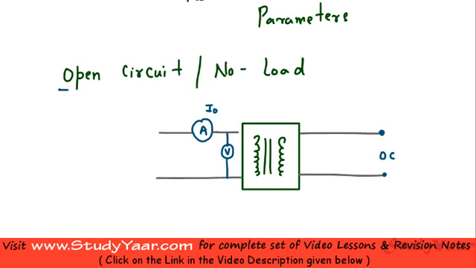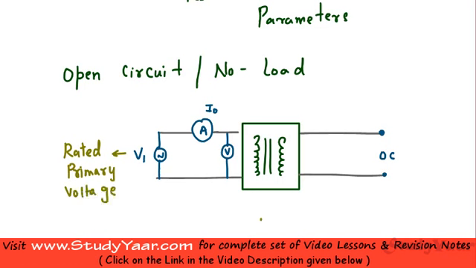In this test we apply a voltage source which is the rated primary voltage. Over here I input V1, which is my rated primary voltage for this transformer. So I apply my rated primary voltage across the primary terminals of my real transformer, the transformer which I am testing on.